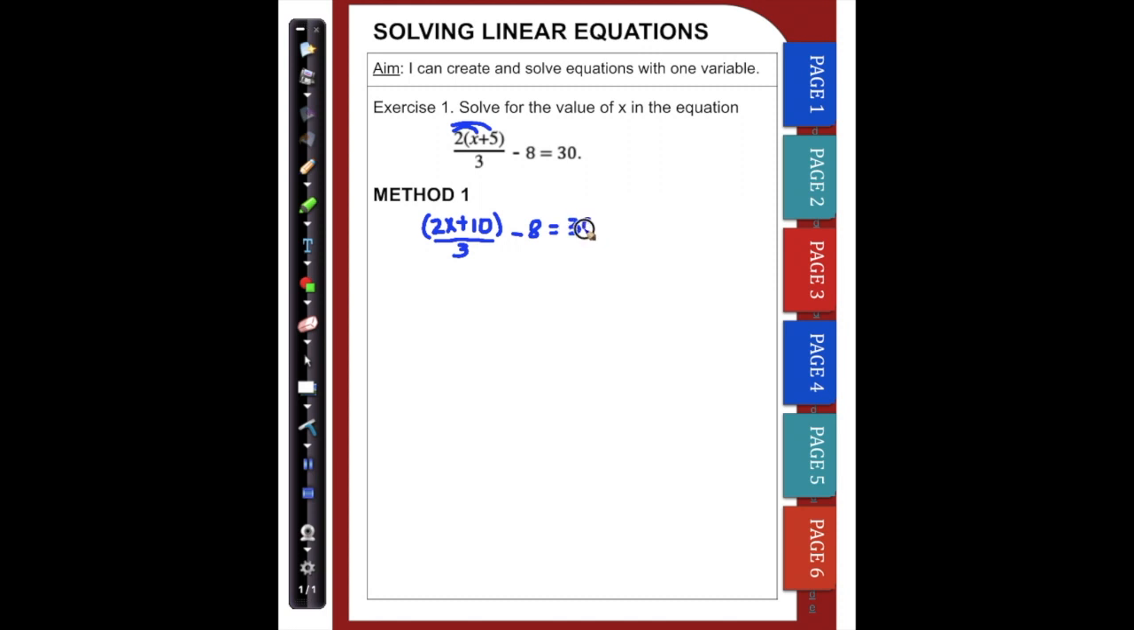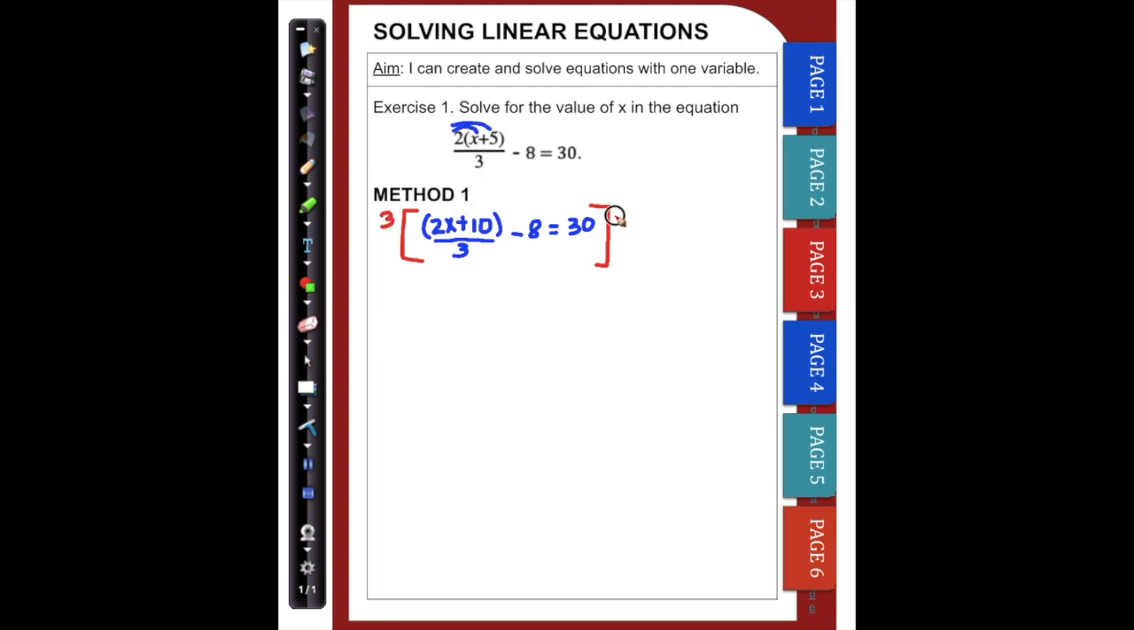First, let's use method 1. What is method 1? If you look at the equation, you have a denominator 3. Denominator means there is the operation, there is division. The inverse of division is multiplication. So if we multiply both sides by the same number 3, then we're able to eliminate the fraction.